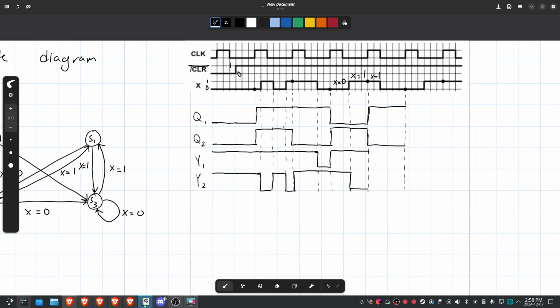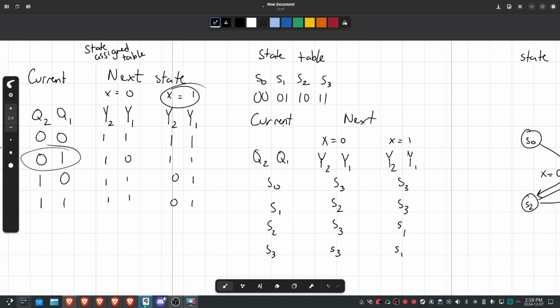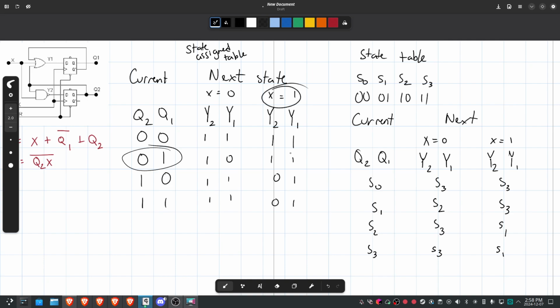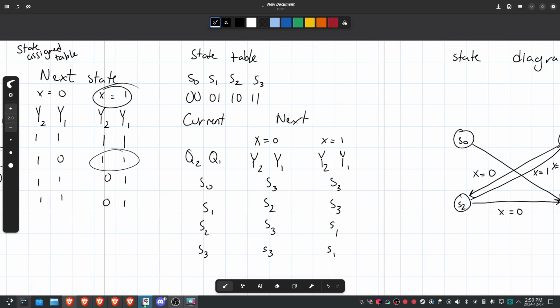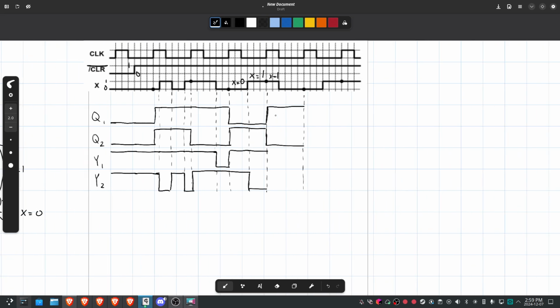So if I'm correct, yeah. Q1 is 1, Q2 is 0. Yep. So both of them are going to be 1 up until X changes. And then we need to reevaluate, right?